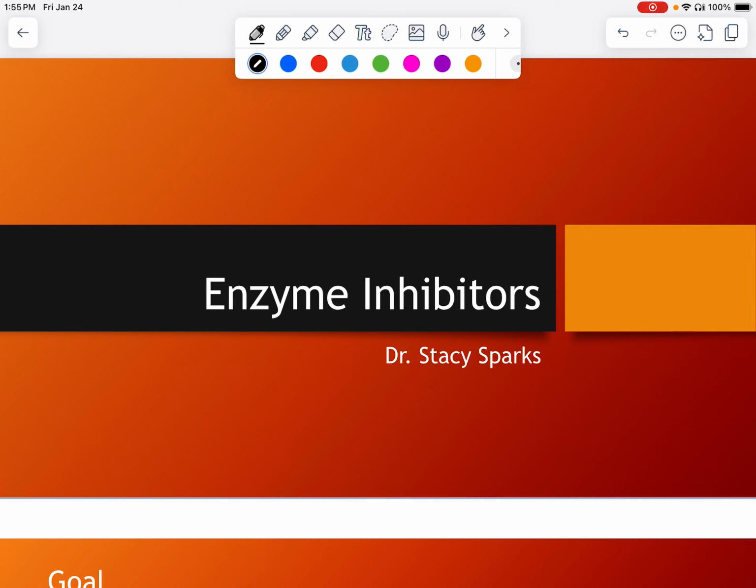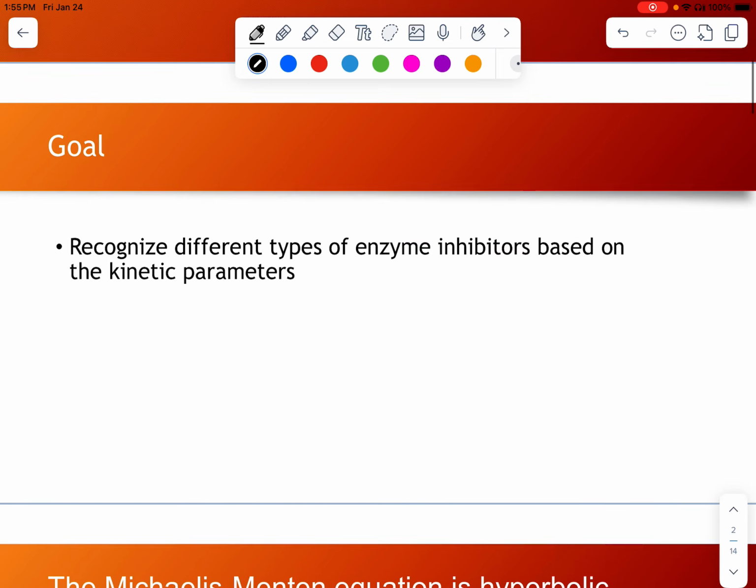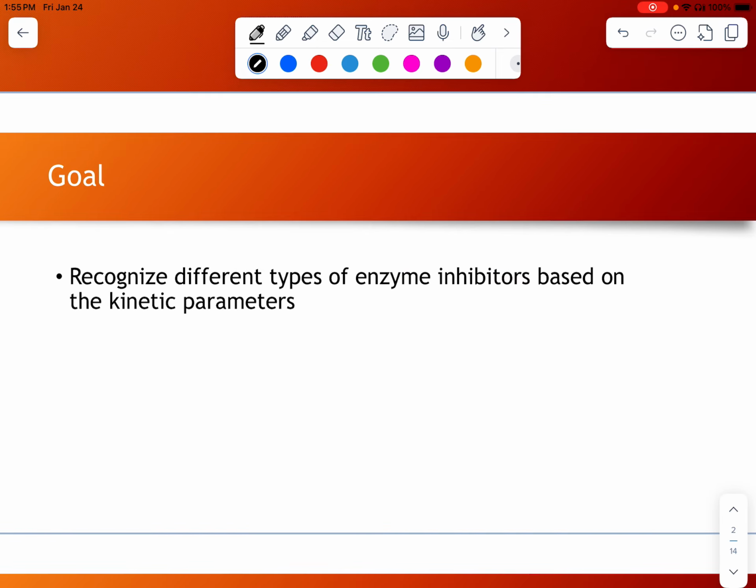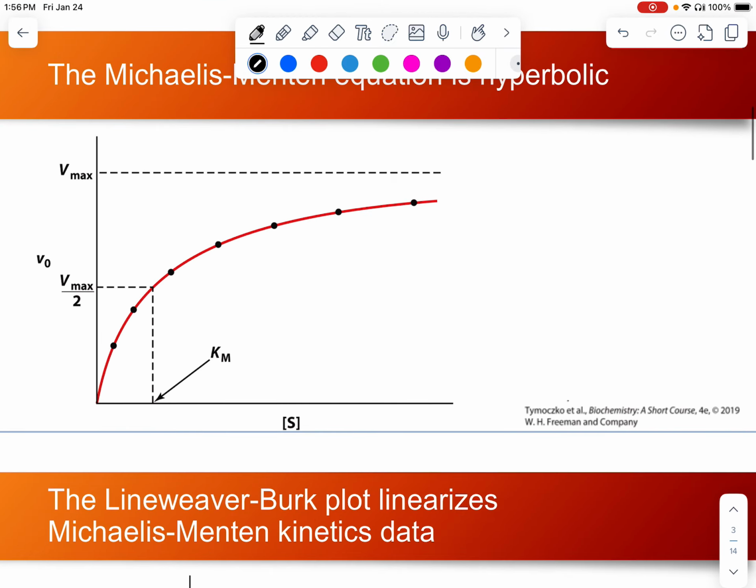We have looked at enzymes, Michaelis-Menten enzymes, allosteric enzymes, just a little bit, and what we want to talk about now is enzyme inhibition. So we want to be able to recognize different types of inhibitors based on their kinetic parameters. So an enzyme inhibitor is something that, as it sounds like, will slow down or stop the enzyme from working. And the kinetic parameters, let's go back and review.